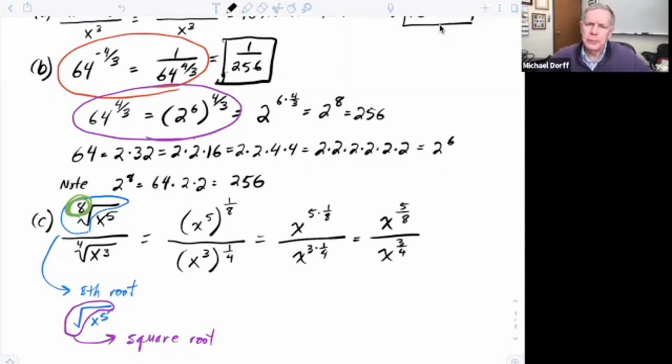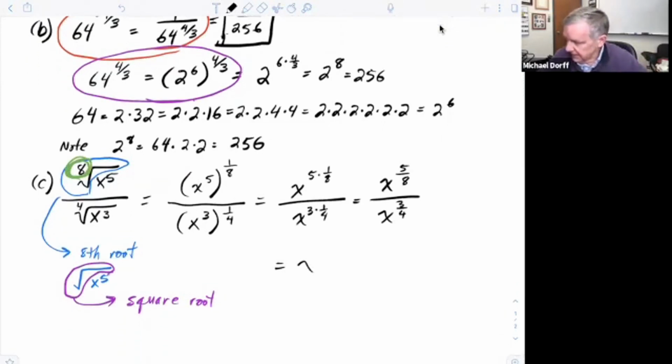And now I'm going to use my rule that says that if I have something to a power divided by something to a power, and I have the same bases, I can subtract the exponents. So in this case, it's going to be x to the 5/8 minus 3/4. And how do I subtract those fractions? I get a common denominator. The common denominator here is going to be 8. So I don't have to change the 5/8, but for the 3/4, to make that into an 8 on the bottom, I have to multiply by 2. So I have to multiply the top by 2. So that 3/4 is the same as 6/8. And when I subtract those, 5/8 minus 6/8 is negative 1/8.